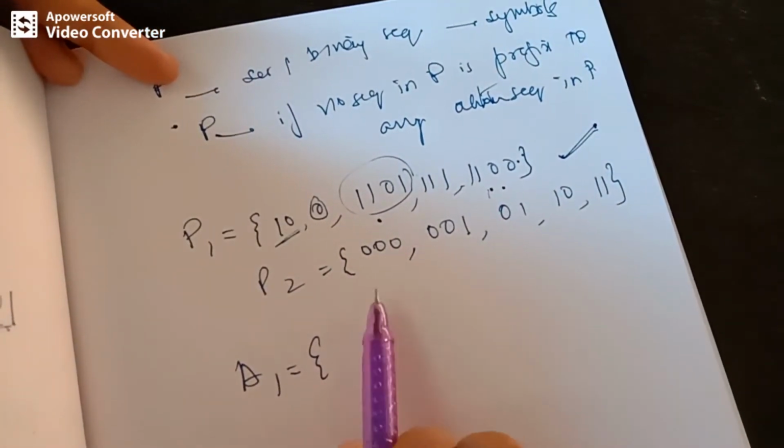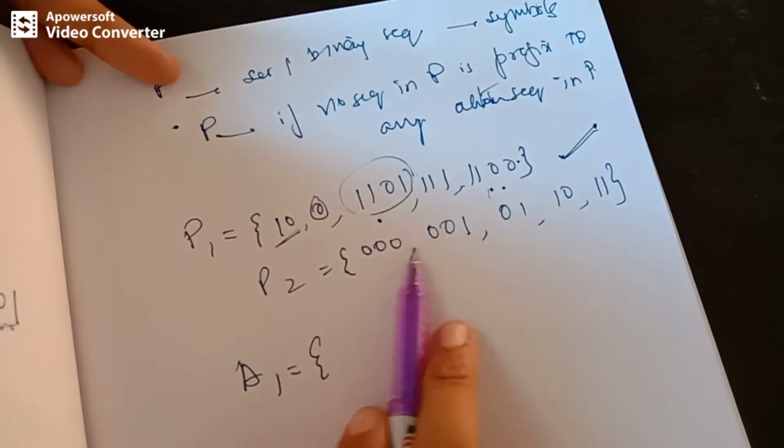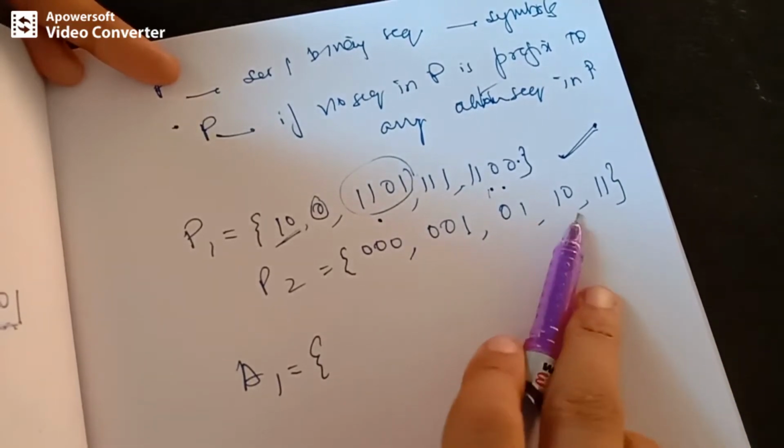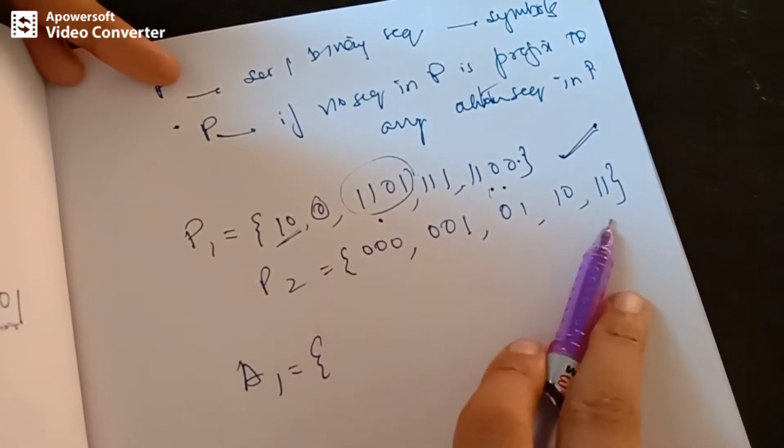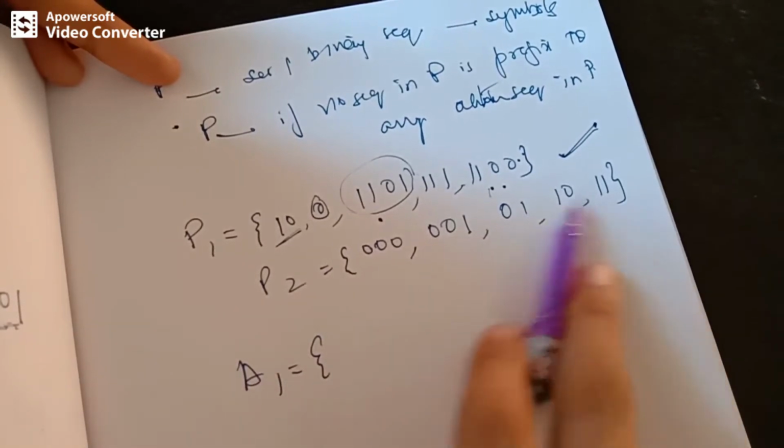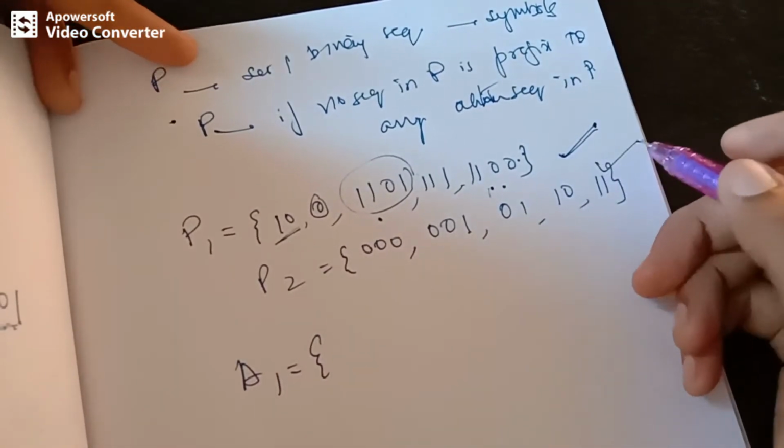Okay. Likewise, 000, is it a prefix to other codes? No. What about 001? No. 01, is it a prefix to other codes? No. 10, no. Right? Again, 11 also no. So, therefore, these two are prefix codes.